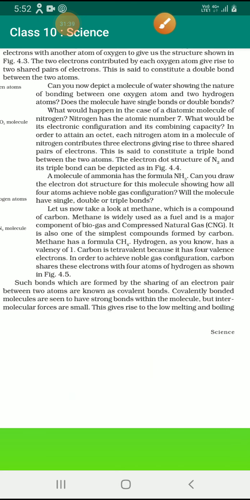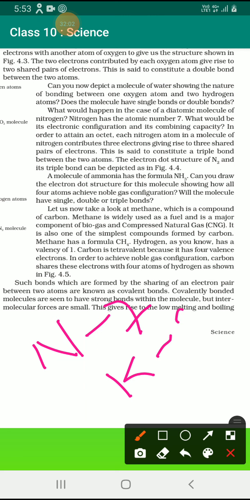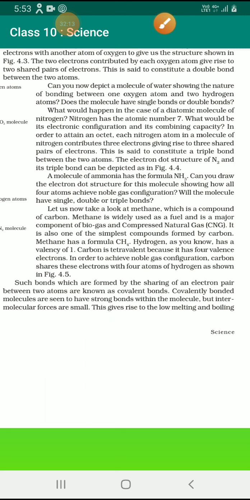Next, what would happen in the case of a diatomic molecule of nitrogen? Nitrogen has the atomic number 7. What would be its electronic configuration? Nitrogen is N7. In the K shell it consists of 2, which is fixed. In the L shell, 7 minus 2 is 5. So the outermost orbit consists of 5 electrons, which means the valence electrons are 5 for nitrogen.